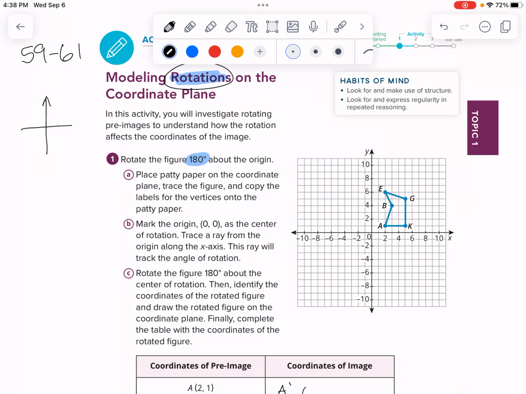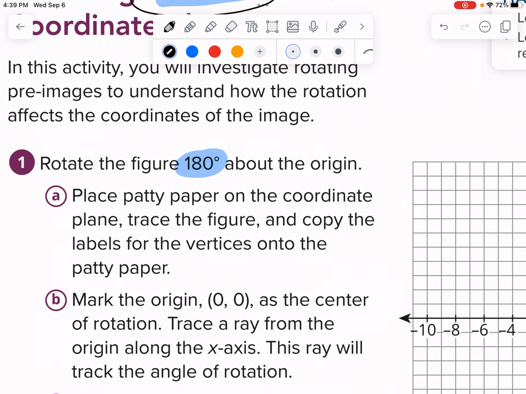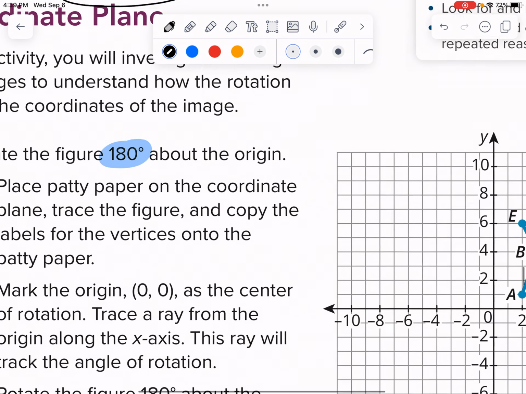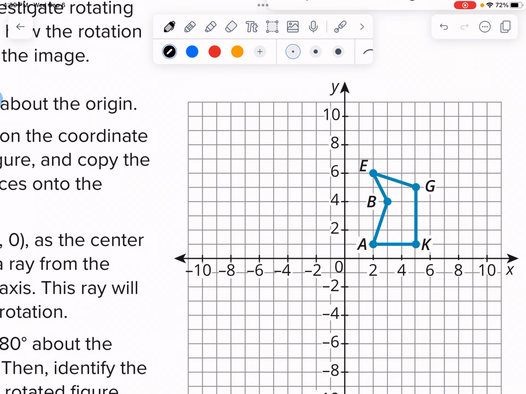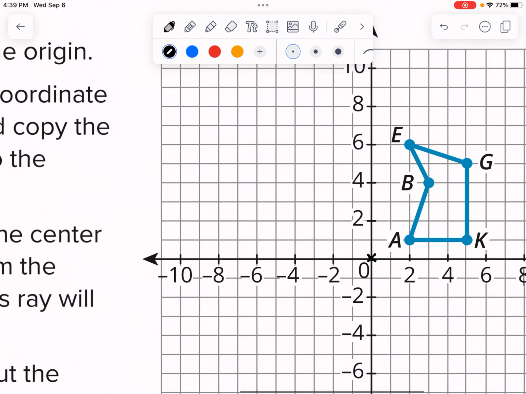Rotations are somewhat difficult, or a little bit more difficult compared to the other transformations, translations, and reflections. What we're going to do is rotate this 180 degrees, right? So that's a straight line. And we're going to be rotating this blue figure from the origin.